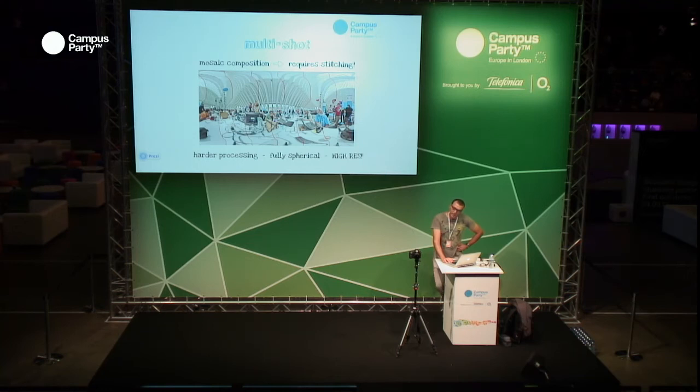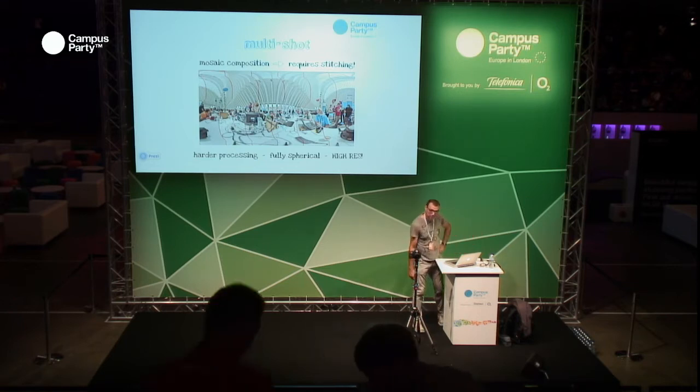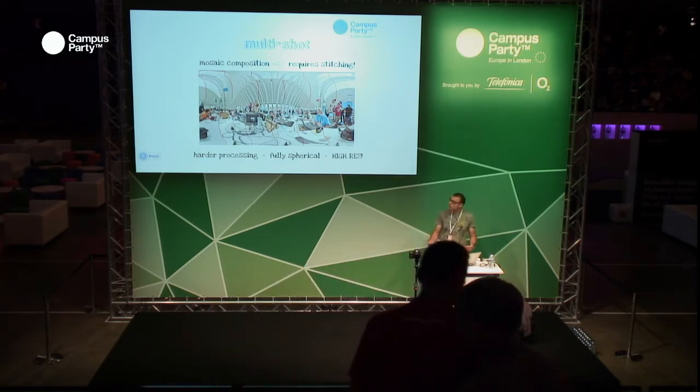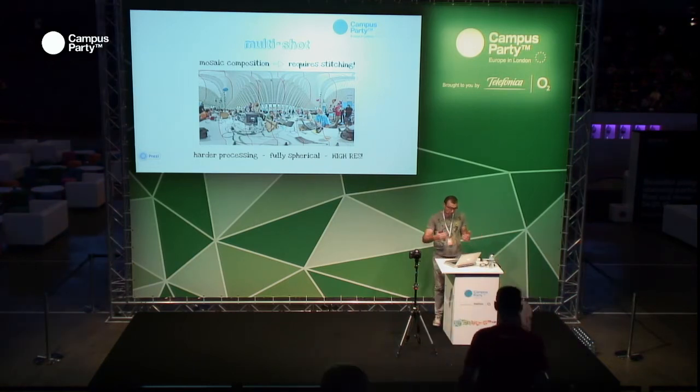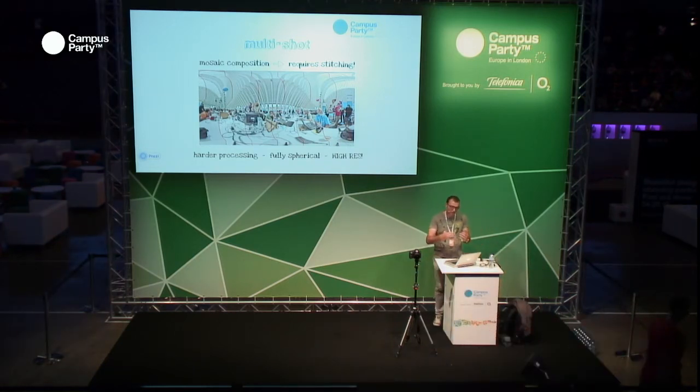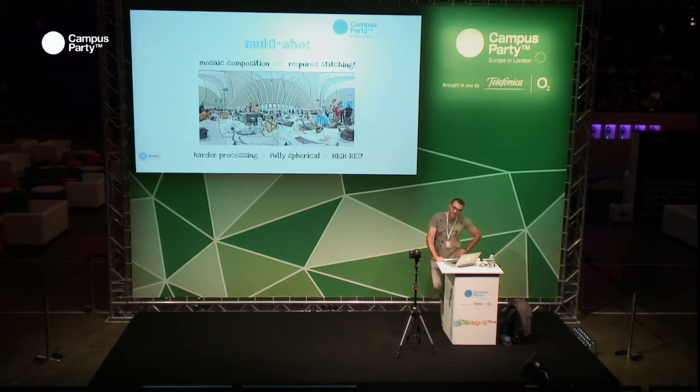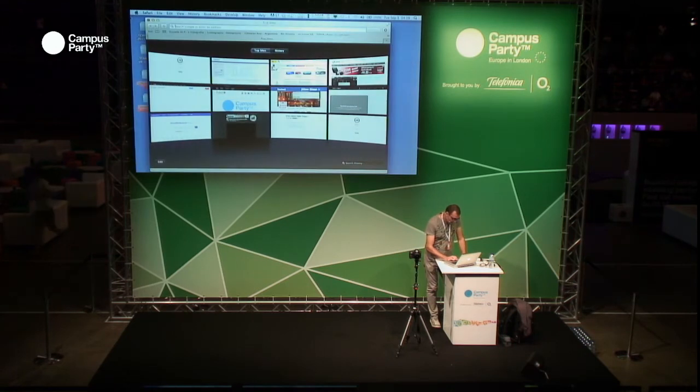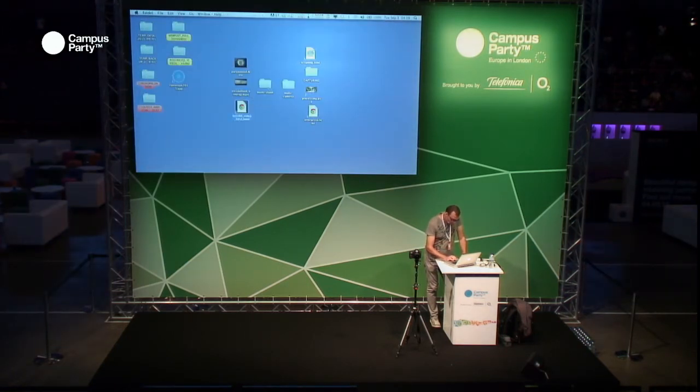So what's the other technique to capture 360 degree frames? It would be the multi-shot, as I said before. So we will capture several pictures, so we eventually have a mosaic composition of several pictures. So the resolution will be much higher because we are adding many pictures together. But we require an extra step, which is technically called stitching. So we need to stitch those images together. The processing will be harder, but we can get fully spherical and high resolution. And I'll show you an example of how we do that.